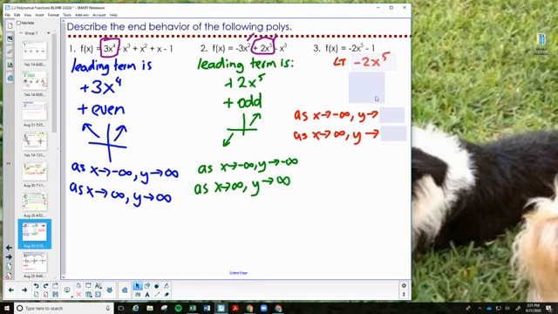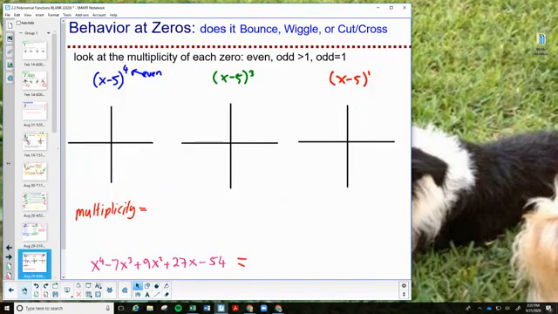And this one, there's your leading term, negative, odd, looks like that. So because it's odd, these are going to be different. And because it's negative, the one as x goes to positive infinity, that's your right side, will also be negative. It's going to end up with a negative because it was negative.